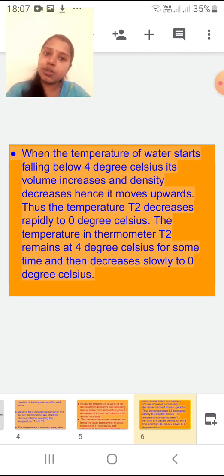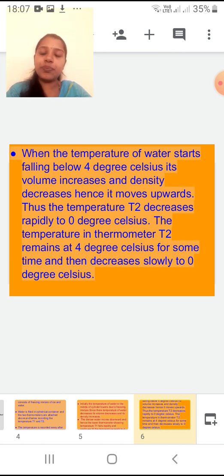Okay. Now what happens to T2? Now as you know, the temperature has started falling to 4 degrees Celsius at the bottom, so the volume is going to increase and the density is going to decrease, hence it will move upwards. Thus the temperature T2 will come to 0 degrees Celsius. That means it will fall to 0 degrees Celsius. But before falling to 0 degrees Celsius, in between, for some time it is going to remain at 4 degrees Celsius, and then it will come to 0 degrees Celsius. I hope these three observations are clear to you.